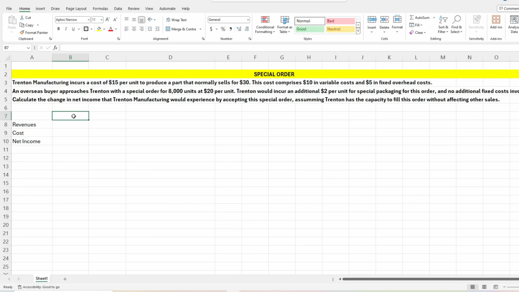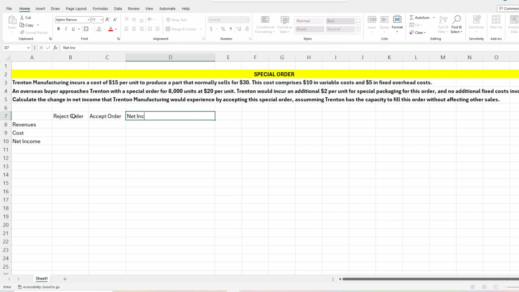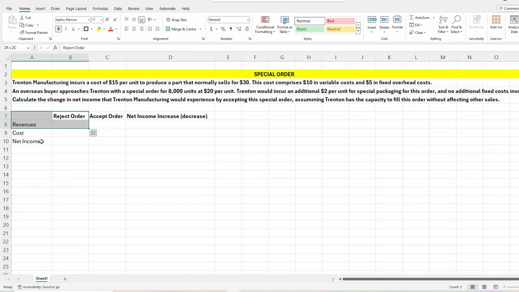And on the top, it's reject order. So what happens if we don't accept it? And what happens if we do accept the order? And then lastly, like in all of the other tables, it's net income increase or decrease. All right. So for the reject order column, it's all going to be 0, since if we never accept the order, we'll never gain additional revenue, we'll have no cost associated to that order, and we'll have no income associated to the special order.